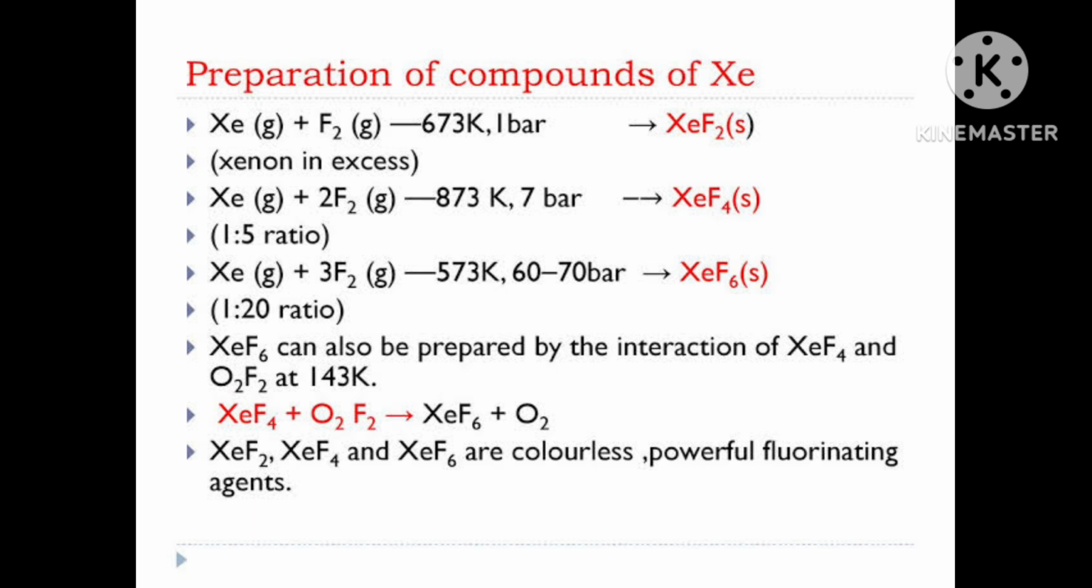Then the reaction you can write very easily: XeF6 plus MF, where M means metal. The metal may be sodium, potassium, rubidium, or cesium, meaning group 1 metals. Then XeF6 plus MF forms M plus XeF7 1 minus. Correct? M plus XeF7 1 minus means they are forming a salt.